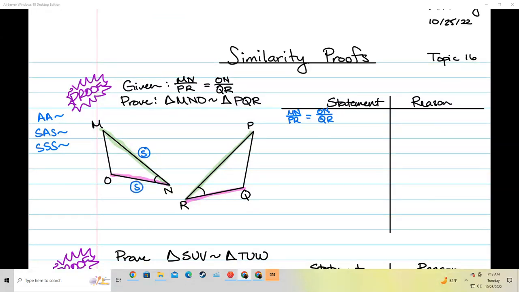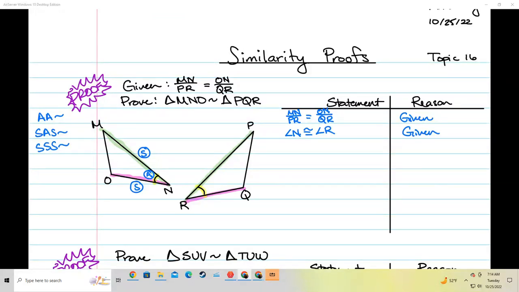So right with that one statement, they already gave you two sides. And I know this because it was given. As far as the statement, that's all that was given there. But as far as the picture, they also gave me that this angle, angle N, is congruent to angle R. They told me that in the picture. So I'm going to go ahead and write angle N is congruent to angle R. This was also given. And already, look what I have. I have a side, angle, side. I can already say that the triangles are similar.